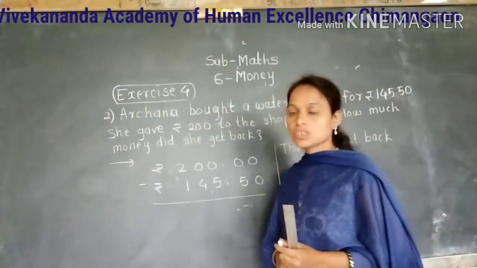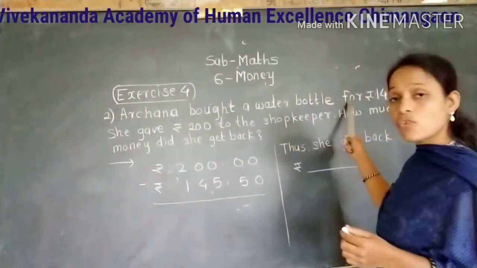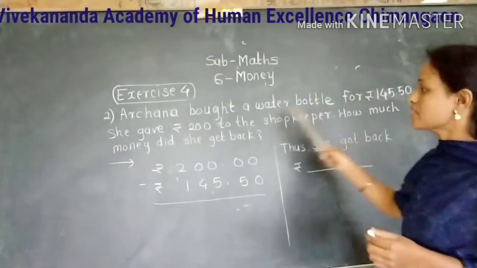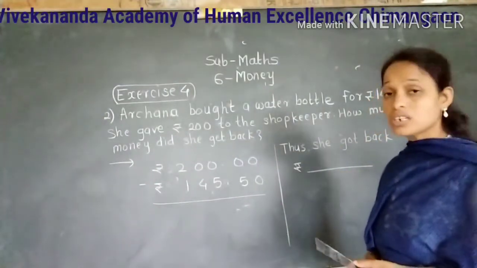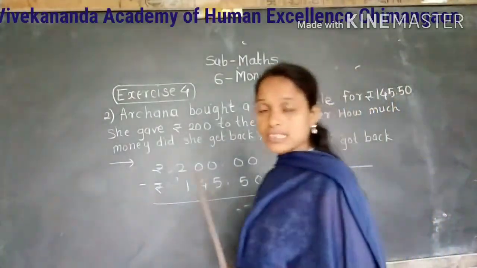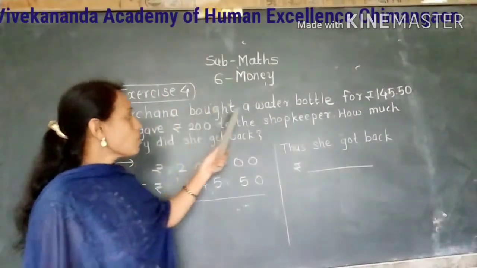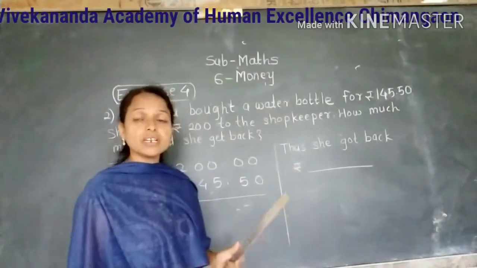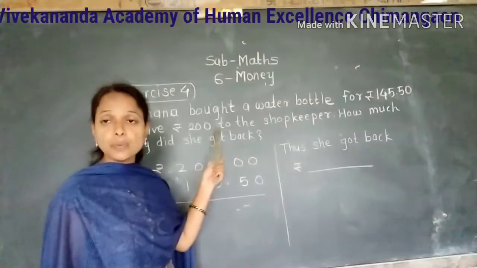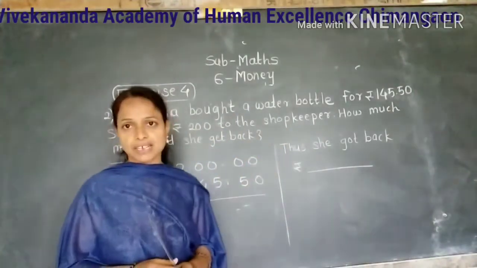Next word problem. Look here. Archana bought a water bottle for 145 rupees 50 paise. She gave 200 rupees to the shopkeeper. How much money did she get back? Listen again. Once again, read the word problem carefully. Archana bought a water bottle for 145 rupees 50 paise. She gave 200 rupees to the shopkeeper. How much money did she get back?